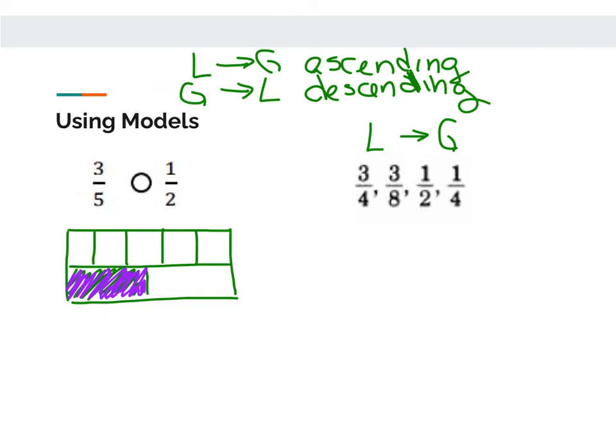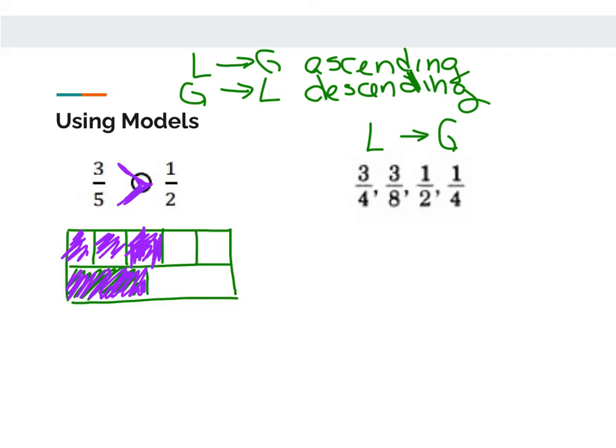Okay, and here's my 3/5. So 1, 2, 3. So that means 3 are shaded in out of 5 total. So in this case, if you notice where this ends, 3/5 is more than half. So we're going to go ahead and say 3/5 is greater than half. So I use models just by doing that.